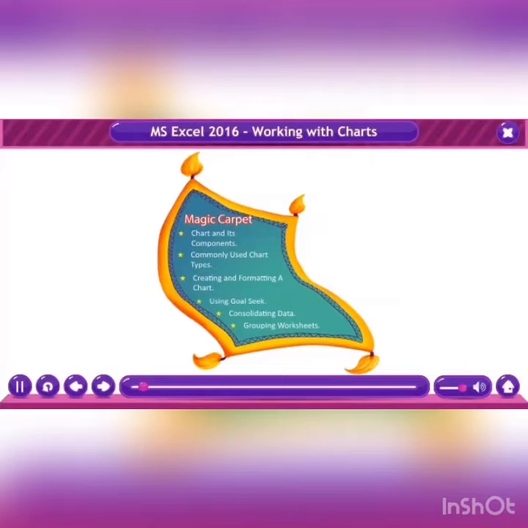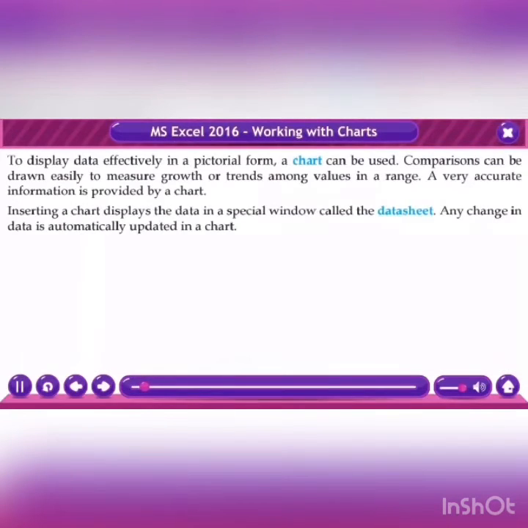Grouping worksheets. To display data effectively in a pictorial form, a chart can be used. Comparisons can be drawn easily to measure growth or trends among values in a range. Very accurate information is provided by a chart. Inserting a chart displays the data in a special window called the data sheet. Any change in data is automatically updated in a chart.